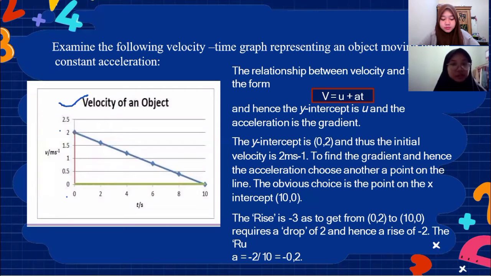The obvious choice is the point on the x-intercept, which is (10, 0). We know that is 10 because 10 is on the x-axis. So the rise is -2, as getting from 2 to 0 requires a drop of 2 and hence a rise of -2.